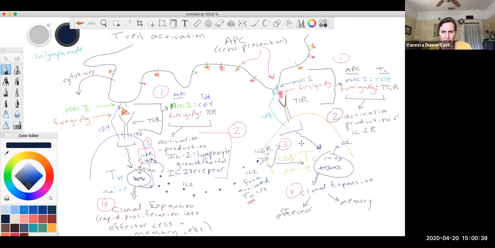And actually, I will note that in every one of these events where a cell is expanded through clonal expansion, there's always regulatory cells that are made. So I'll add that here too. Regulatory cells, memory cells, and effector cells.